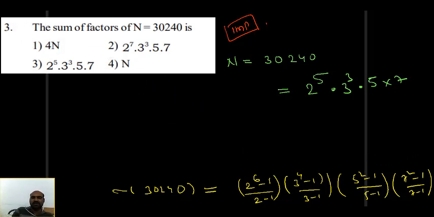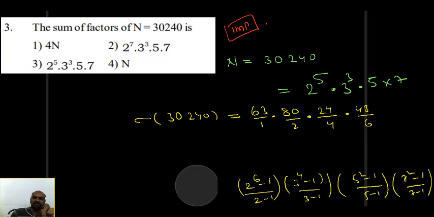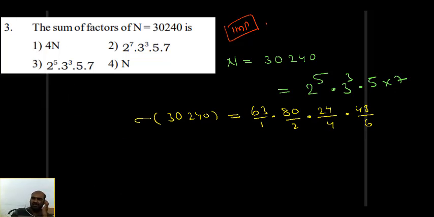Okay. Directly I want to write sigma of 30240 equal 2 power 6, 64 minus 1, 63 by 1, into 81 minus 1, 80 by 2, into 5 square means 25 minus 1, 24 by 4, into 7 square 49, 48 by 6. This should be simplified. Okay, students, listen. So what I should do now? Yeah, 6 ones are 6, 6 8s are 48, 48 cancel.